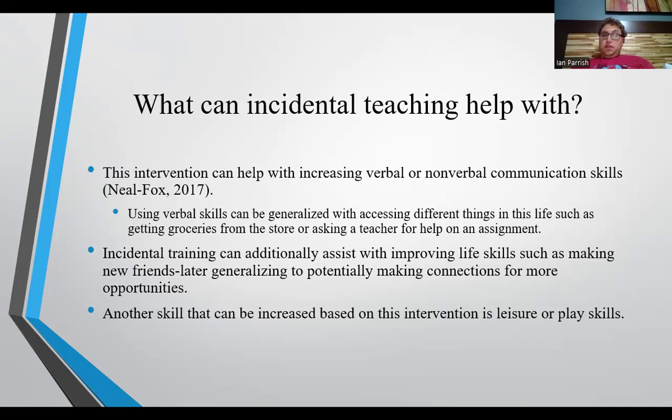Incidental teaching or training can additionally assist with improving life skills, such as making new friends, later generalizing to potentially making connections for more opportunities. Again, you go into adulthood, you learn how to make friends, make connections, learn to say, oh, I see someone's playing hide and seek, I want to go play hide and seek. That can generalize to, hey, that person has a job, they look like they enjoyed that job, I need a job, let me go see and network here for this opportunity. Another skill that can be increased based off this intervention is leisure or play skills.